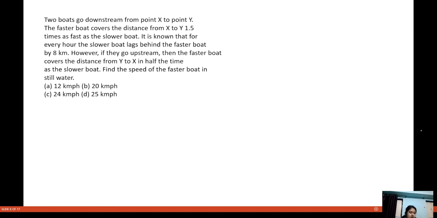Now let us look at this question. What this question is saying: two boats go downstream from point X to Y, and the faster boat covers the distance from X to Y 1.5 times as fast as the slower boat. It is known that for every hour the slower boat lags behind the faster boat by 8 kilometers. However, if they go upstream, then the faster boat covers the distance from Y to X in half the time. Find the speed of the faster boat.